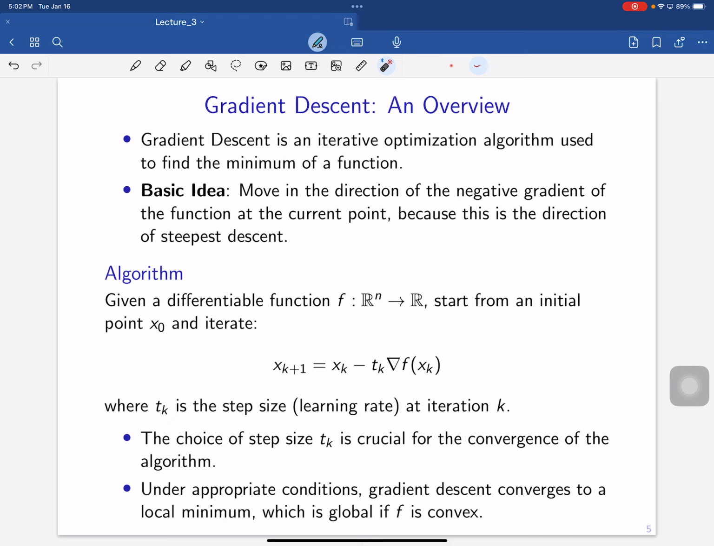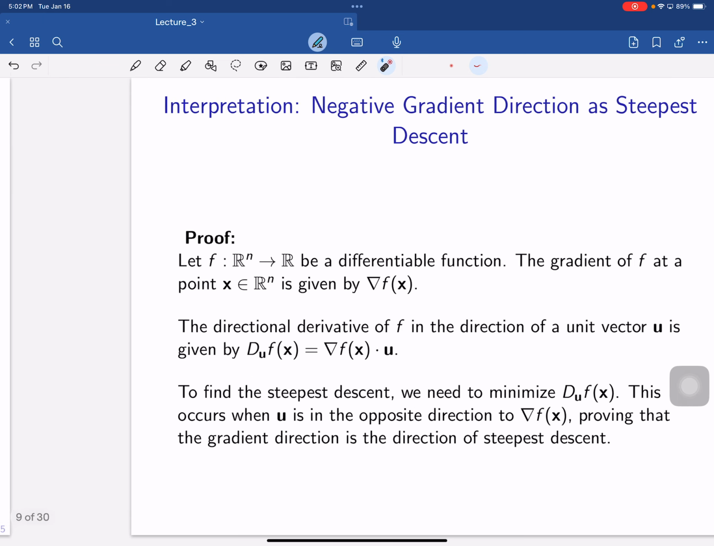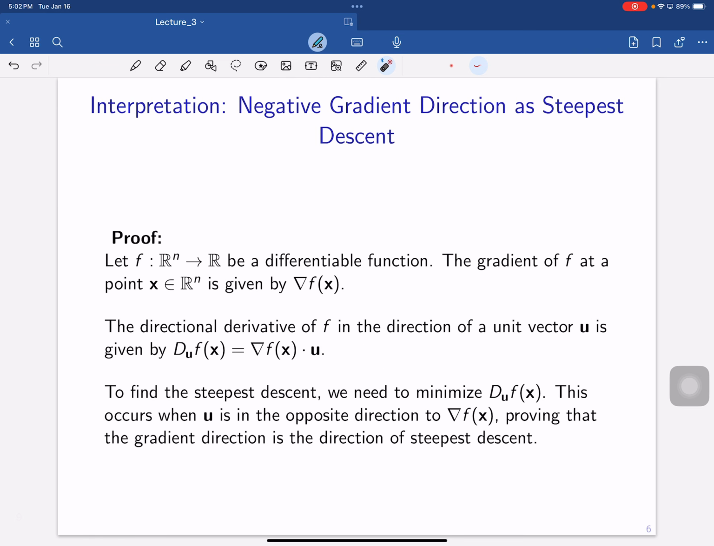If you fail to pick a good step size, your algorithm will not converge. I will show a very small example later on. Under appropriate conditions, it will converge to a local minimum, or the global minimum for convex functions. So that's something I've already talked about: why the negative gradient direction is the steepest descent direction.